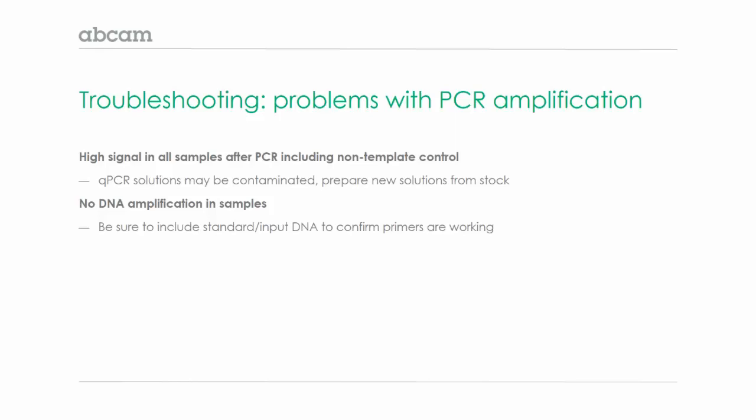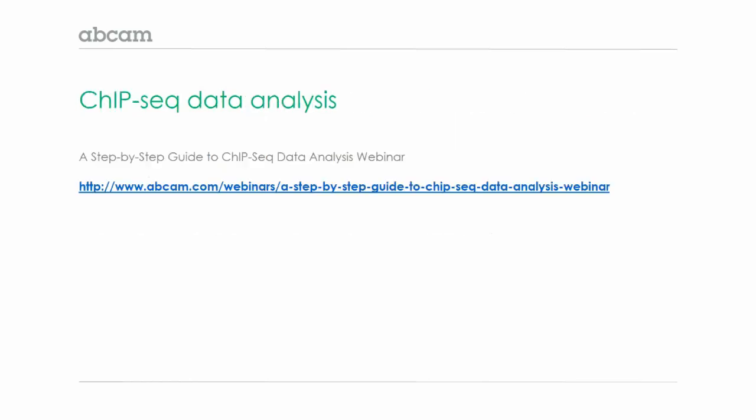And if you're getting no amplification in your samples, be sure to include a standard or input DNA to confirm the primers are working. If you're performing or planning to do Chip-seq and need help with the analysis, we have a step-by-step guide to Chip-seq data analysis webinar available to watch at any time on our website. You can find it under Scientific Webinars in the Events section of our homepage, or by navigating to the website listed here.